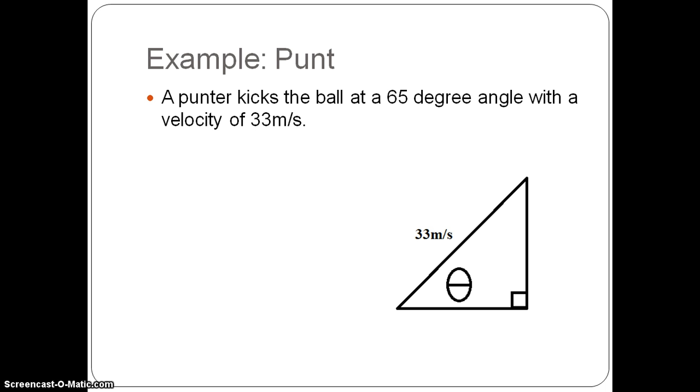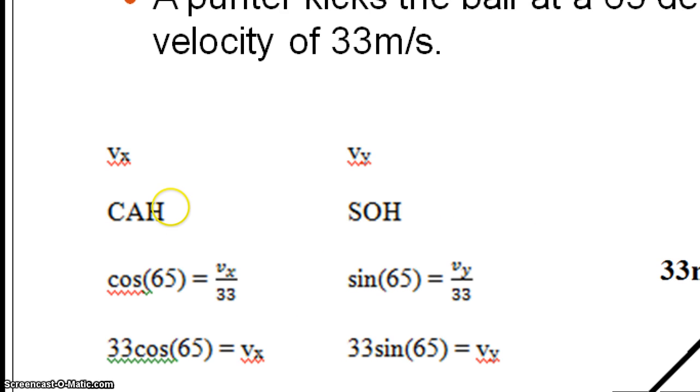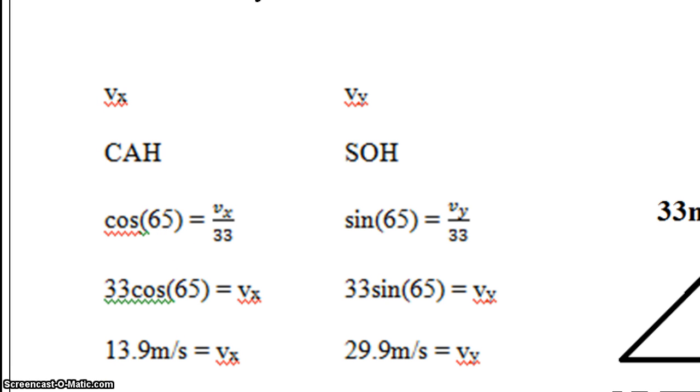Here's another example, and in this case we're going to go the other way, where we're given the initial vector and we need to break it up into x and y components in order to solve important aspects of a situation, such as how high did the punt go, how far did it go, and things like that. So a punter kicks a ball at a 65-degree angle with a velocity of 33 meters per second. In order to do this, we're going to have to use SOHCAHTOA and break everything up into x and y.